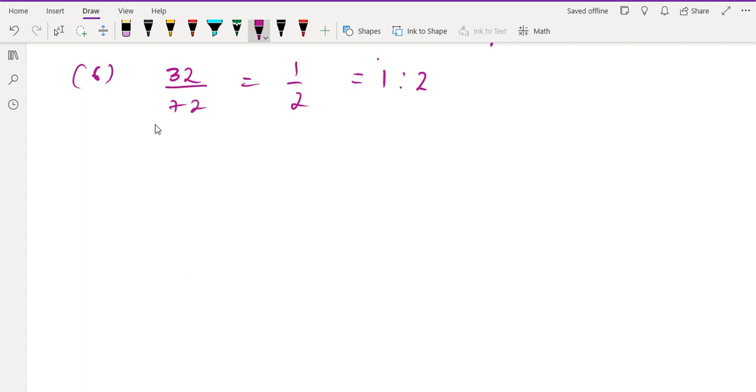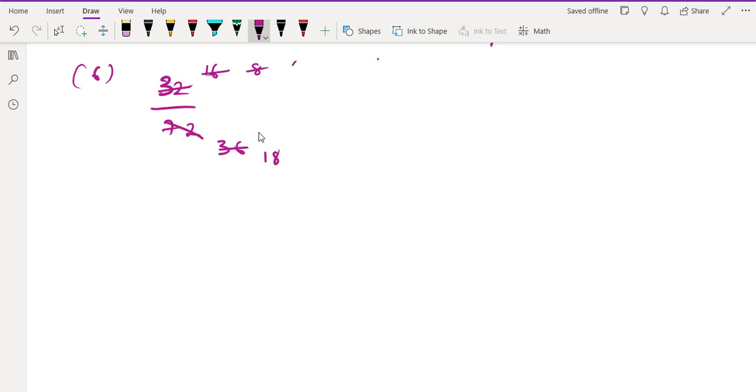Is this 32? Yes. Sorry, I thought it was 36. So the numbers are 32 ratio 72. Are those the ratios? Yes, sir. So let's cancel 2 here. 16. 2 here. 36. 2 here. 8. 2 here. 18. 2 here. 4. 2 here. 9. So that becomes 4 ratio 9. Okay.